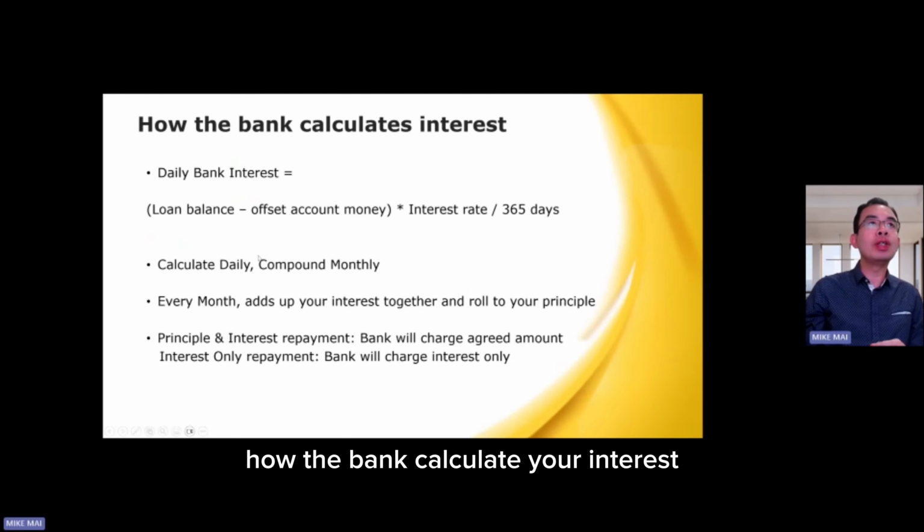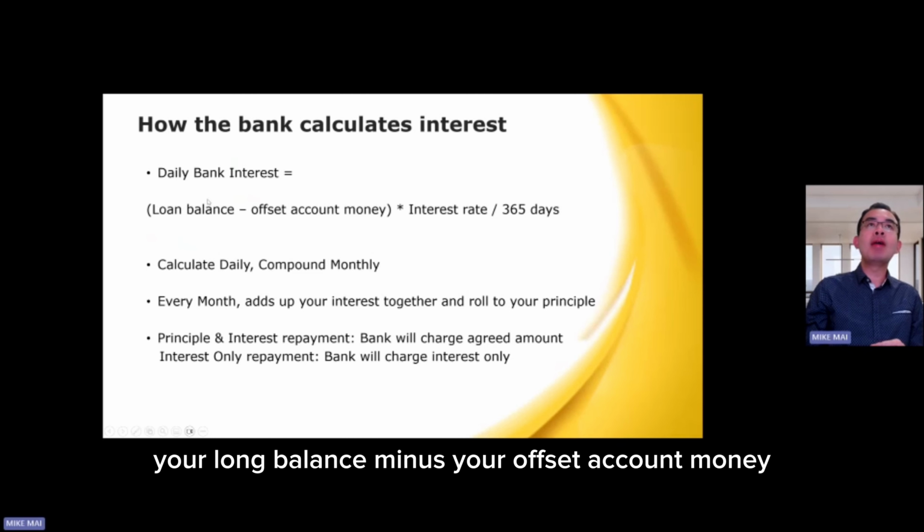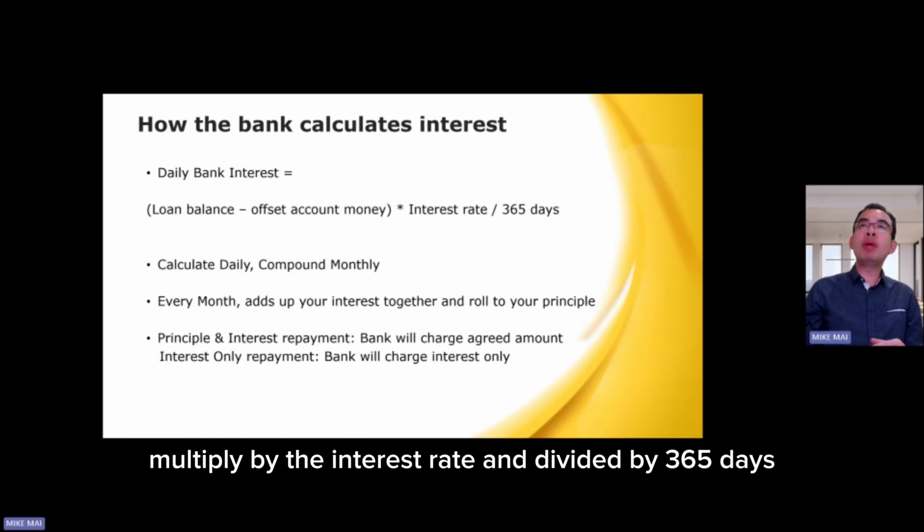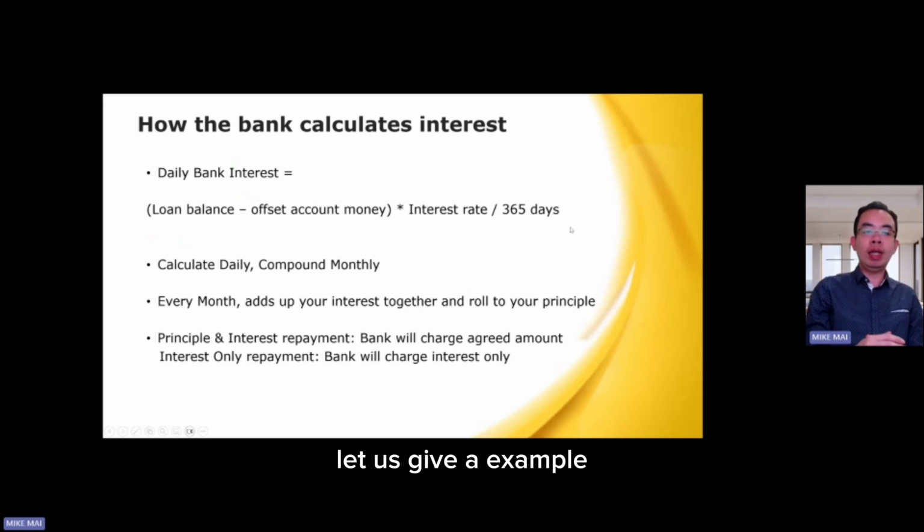How does the bank calculate your interest? The bank uses this formula: your loan balance minus your offset account money, assuming it's a variable loan, multiplied by the interest rate and divided by 365 days. Let us give an example.